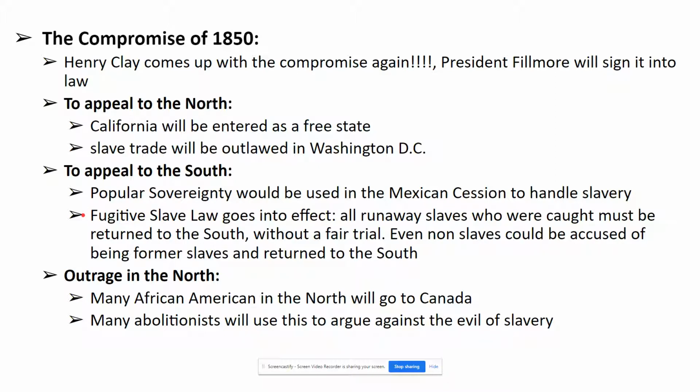Abolitionists are now going to start expanding the concept and the talk of anti-slavery because within the next 10 years, we're at war. All right? So give Henry Clay a lot of credit. In 1820, he's able to keep the country out of war for 30 years. In 1850, he's able to do it for another 10. That's why he's known as the Great Compromiser.